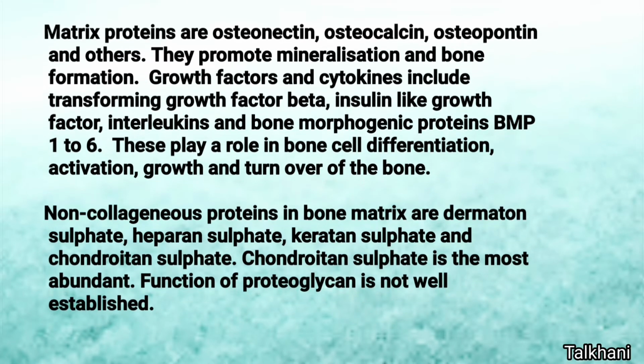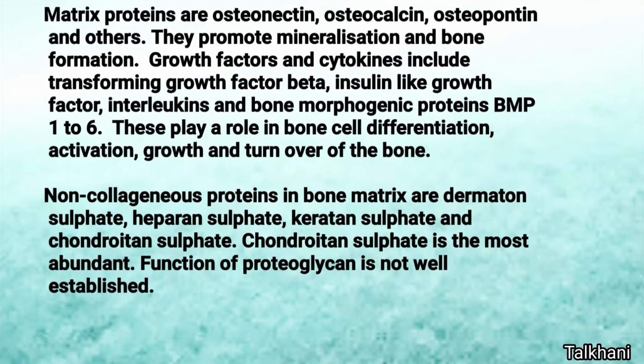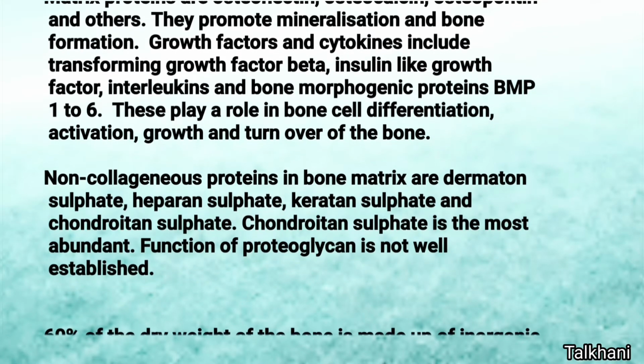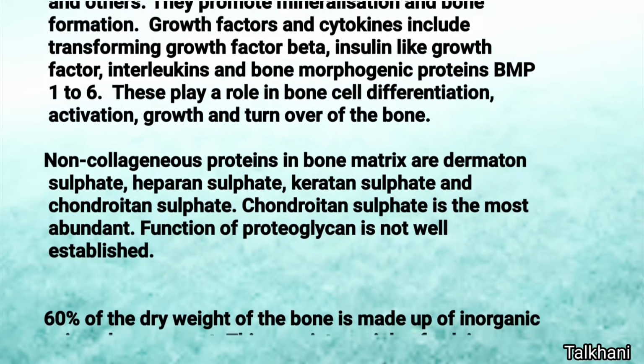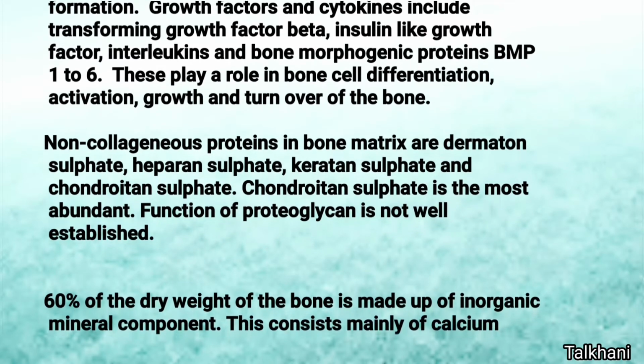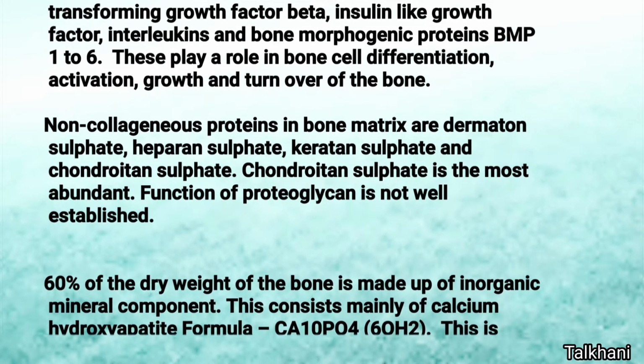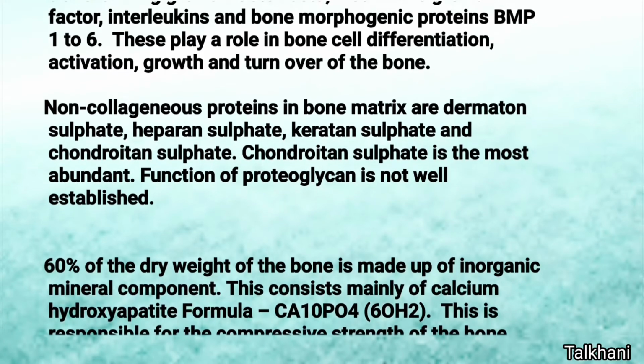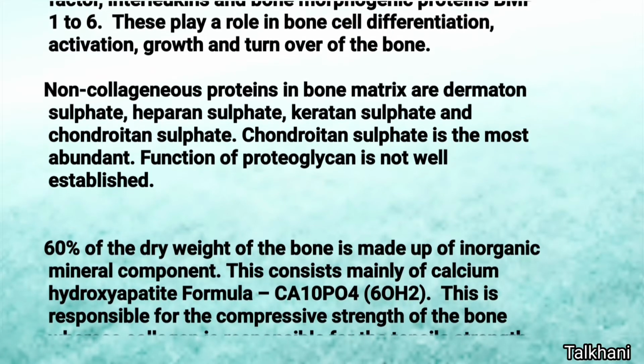Proteoglycans are non-collagenous proteins in the bone matrix. They are dermatan sulfate, heparan sulfate, keratan sulfate, and chondroitin sulfate. Chondroitin sulfate is the most abundant of the 4 proteoglycans. Function of the proteoglycans is not well understood.